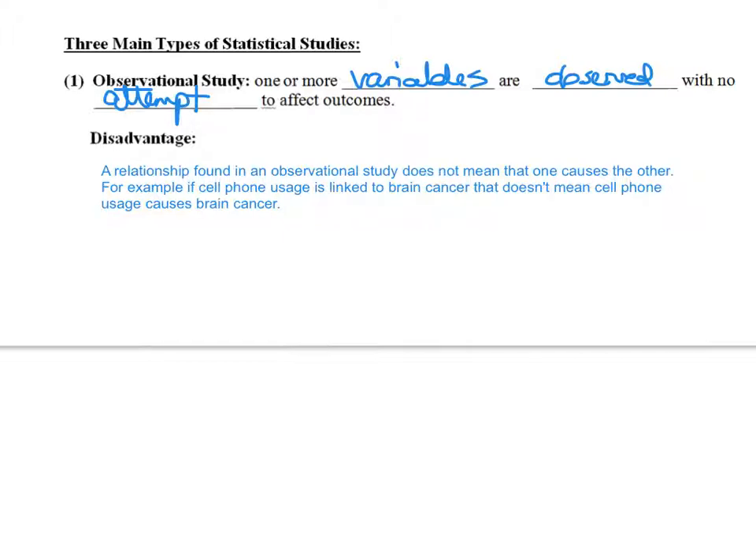A disadvantage of an observational study is that a relationship found in an observational study does not mean that one causes the other. So it's not possible to link the two things as a cause and effect relationship. For example, if cell phone usage is linked to brain cancer, that doesn't mean that cell phone usage could cause, maybe it could, but it doesn't necessarily cause brain cancer. We would have to investigate what other factors could have caused it. So an observational study allows us to make observations, but not to relate it with causes and effects.